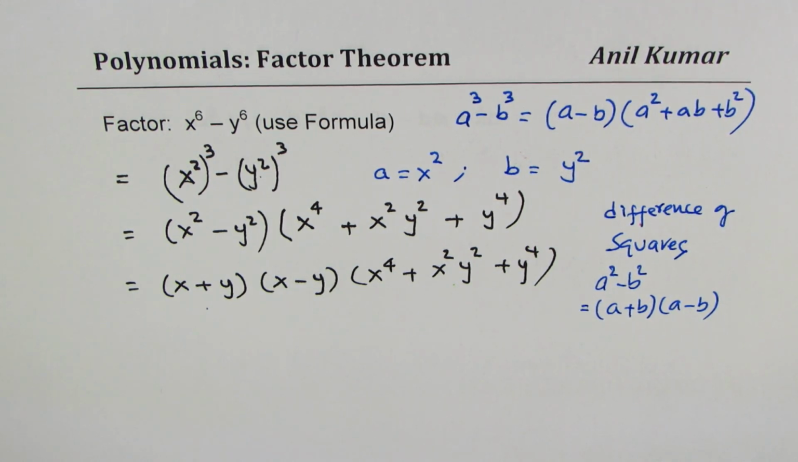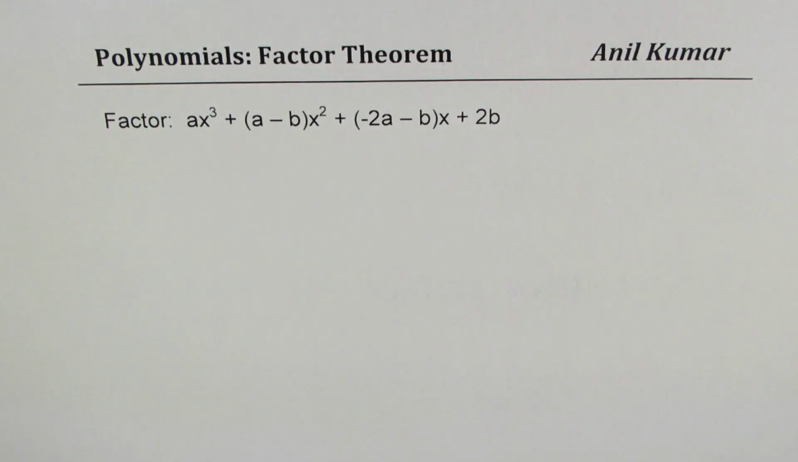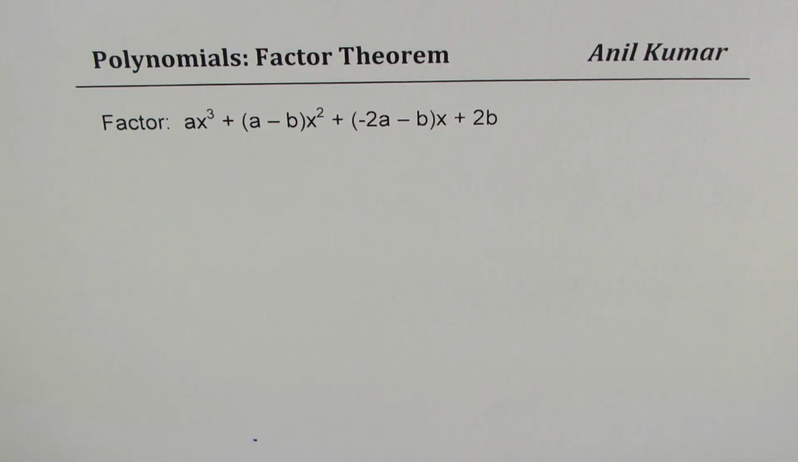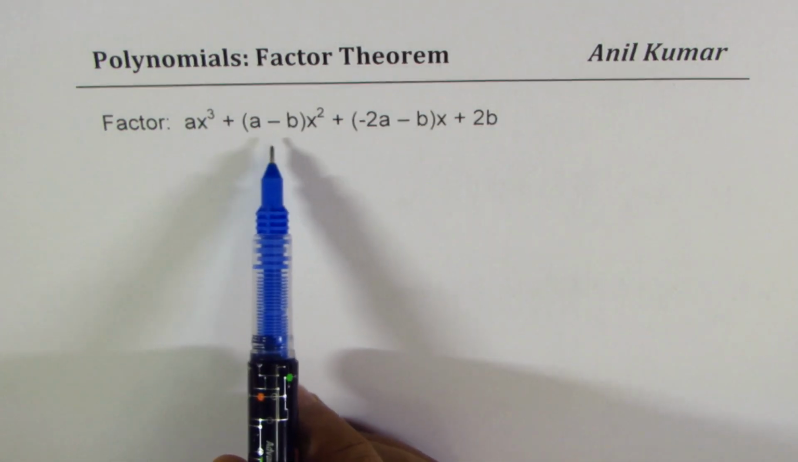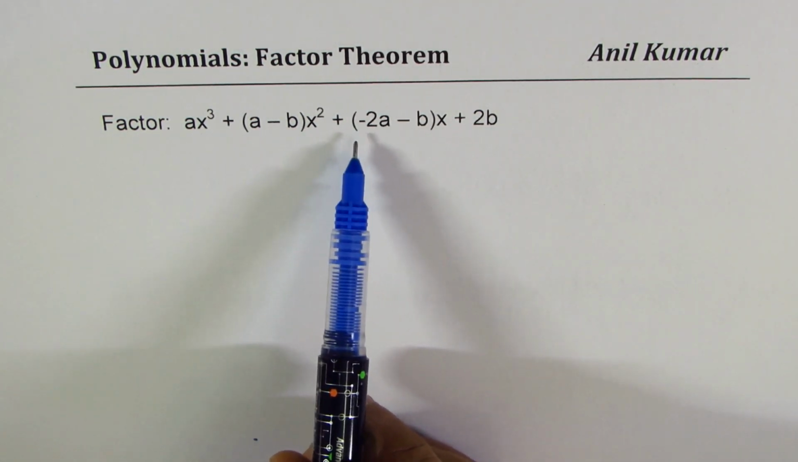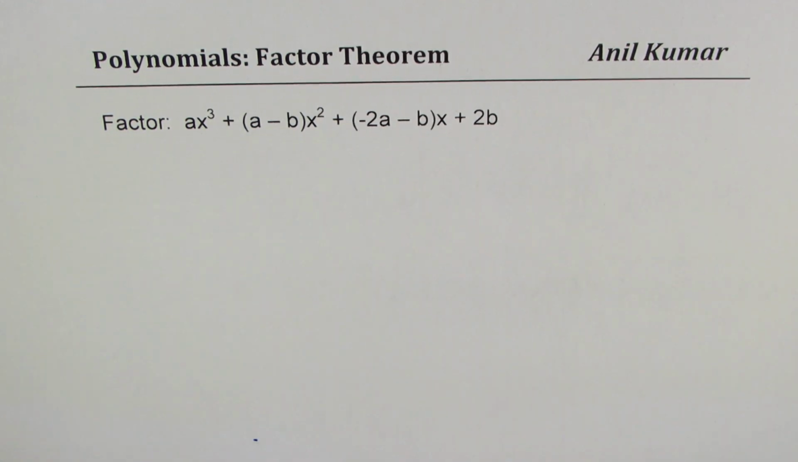Now let me take a bonus question which is kind of difficult. I'd like you to pause the video, factor the given polynomial, and then look into my suggestions. We are almost at the end of our video, and I hope you've learned what is factor theorem and how it can be applied to factor polynomials. Now here is a bonus question for you. In many tests I've seen this. You need to factor ax cubed plus (a minus b) x squared plus (minus 2a minus b) x plus 2b.